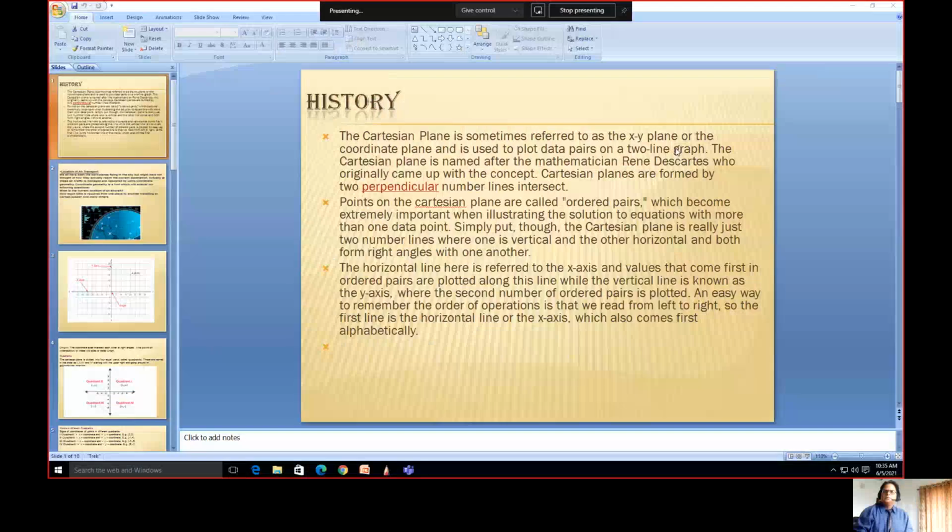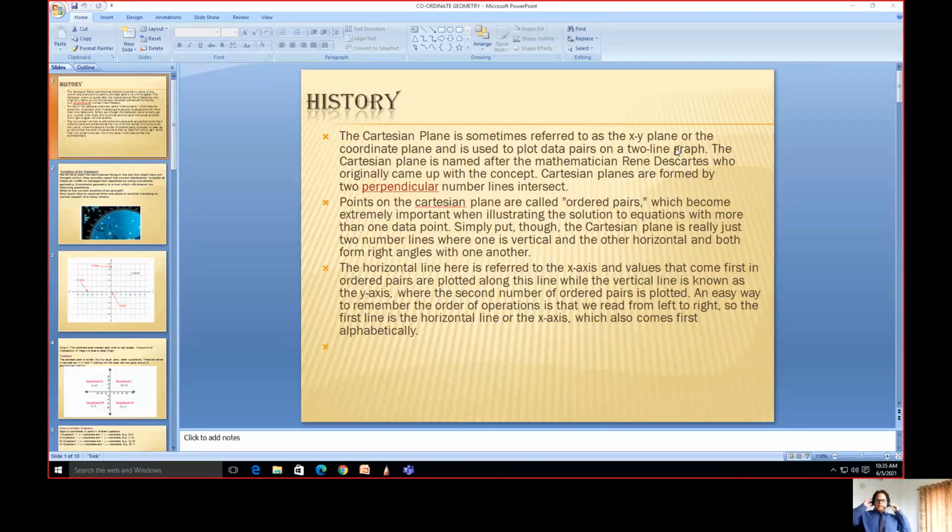Let me share the screen, children. Let me share the screen with you. Yes, I believe all can see the screen. Okay, let's go through the history first.